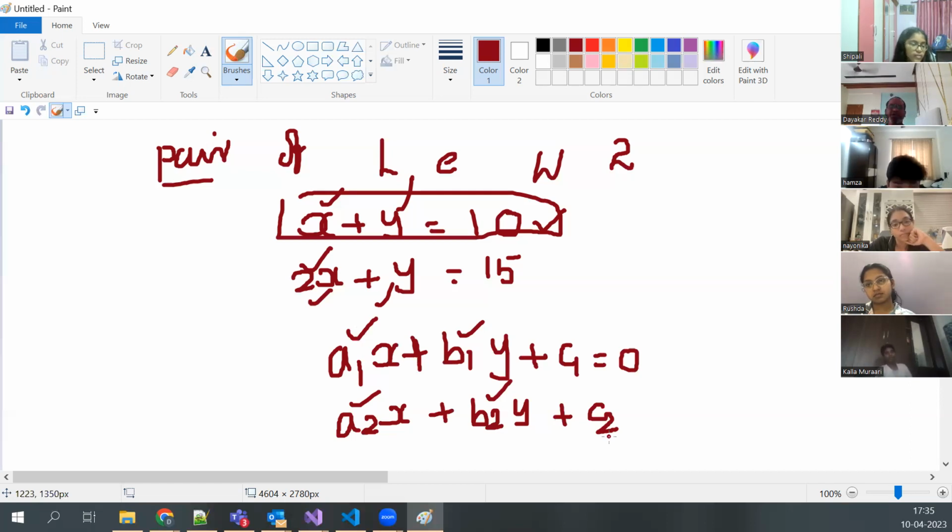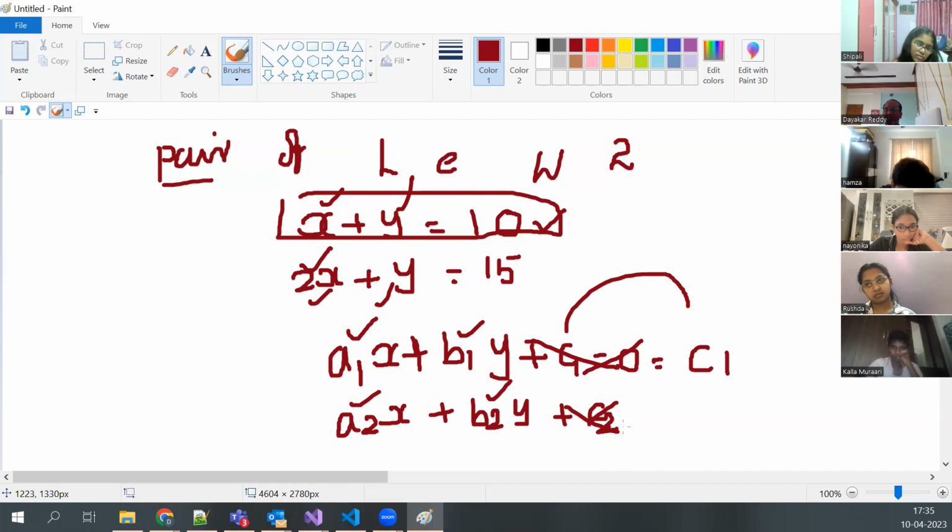If somebody asks you, what is the general form of a linear equation with two variables, you can write like this. Some people will put the constant on the other side, equal to c1 instead of plus c1, equal to c2. That is also correct. It doesn't matter. This is also a linear equation with two variables. Am I clear, children? Yes or no?